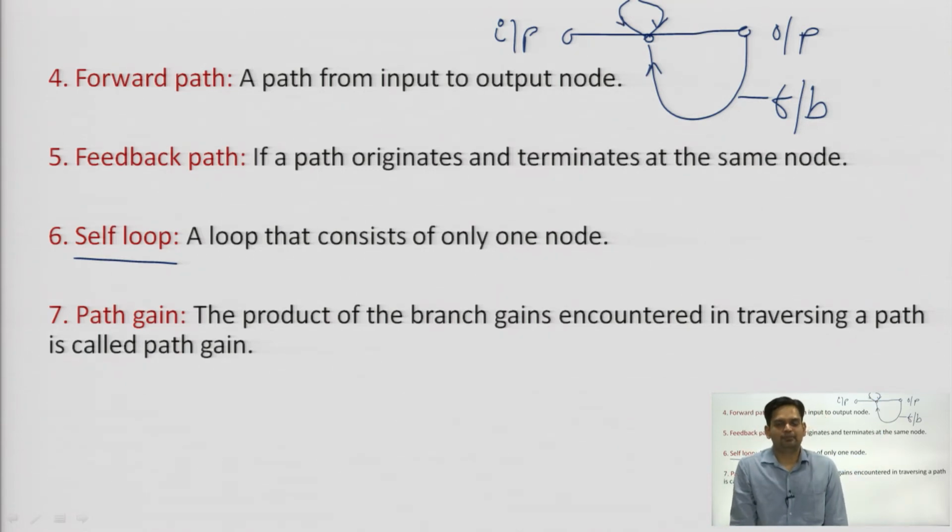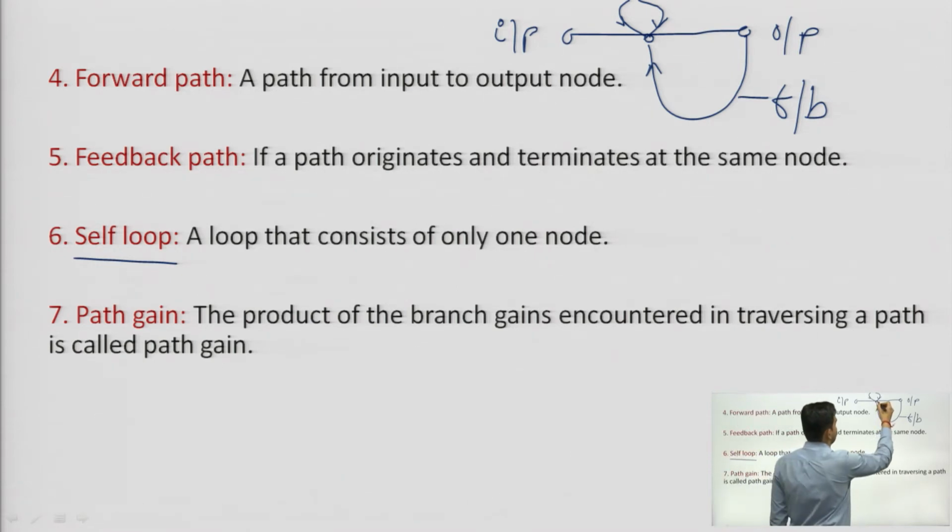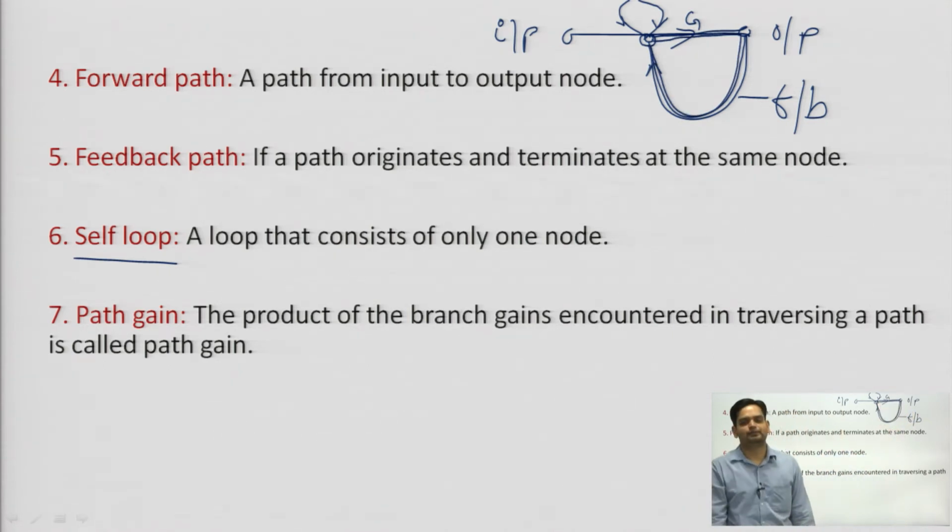Basically, what is a loop? A loop is a graph which has a single originating point and a single terminating point. For example, this is my intermediate node, I am starting from here. Suppose it is G1, I go to this node and come back to this node. It means I start my journey from the same node, go away and come back to the same node. This is known as a loop.